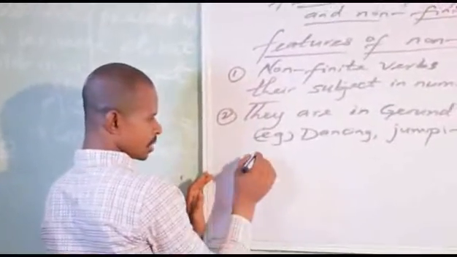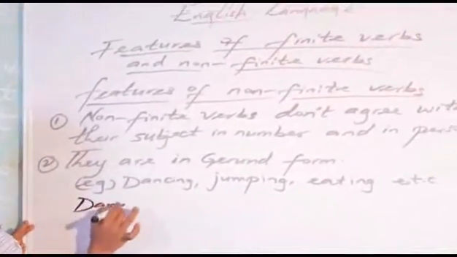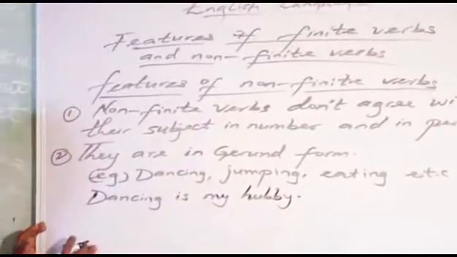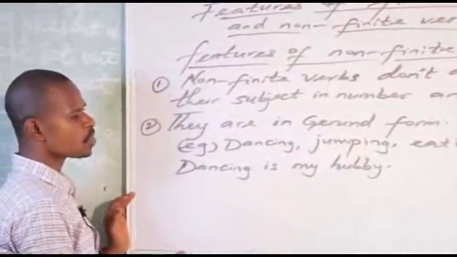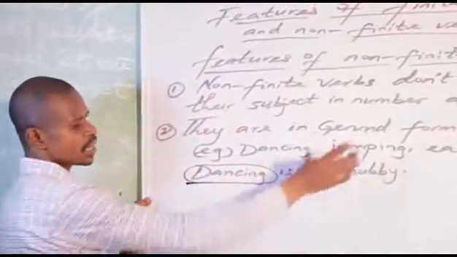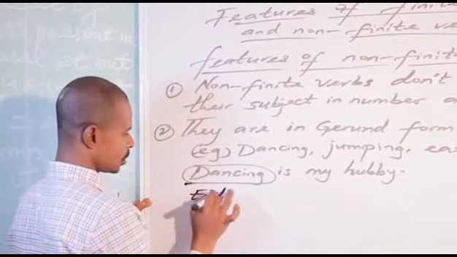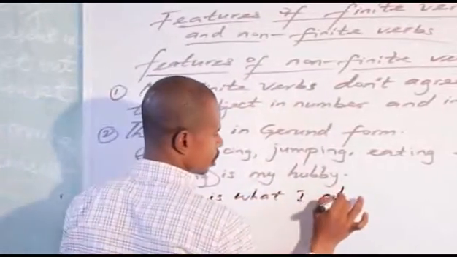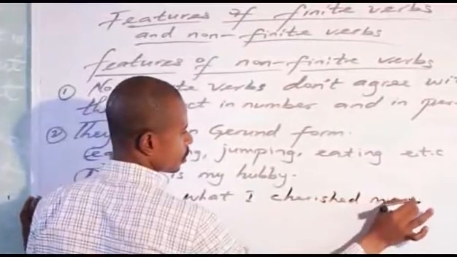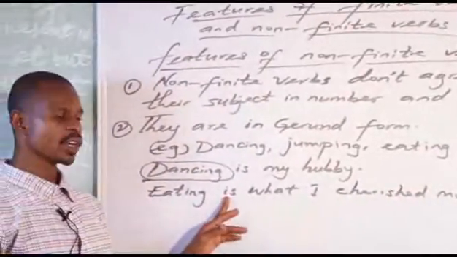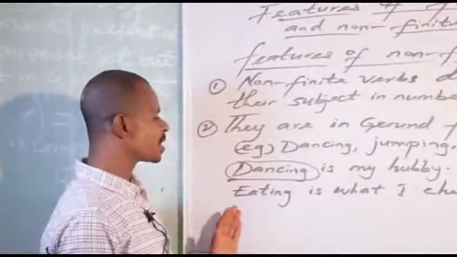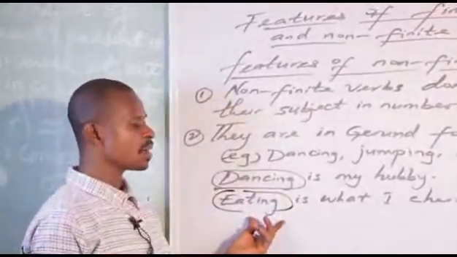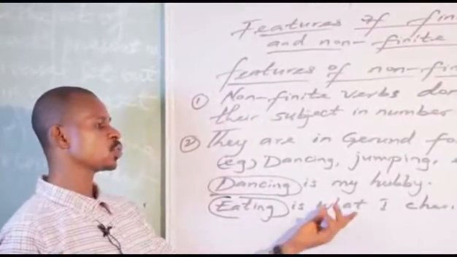Now let us use any of these in a sentence. Let us look at some sentences. Dancing is my hobby. Now, dancing is my hobby. This is a phrase. Why do I call it a phrase? Because the word dancing starts this expression. Eating is what I cherish most. Okay? Although we have an auxiliary verb here, is, we can't consider this as a clause, because we have the word eating. The word eating starts this sentence. So this is a phrase. Eating is what I cherish most.